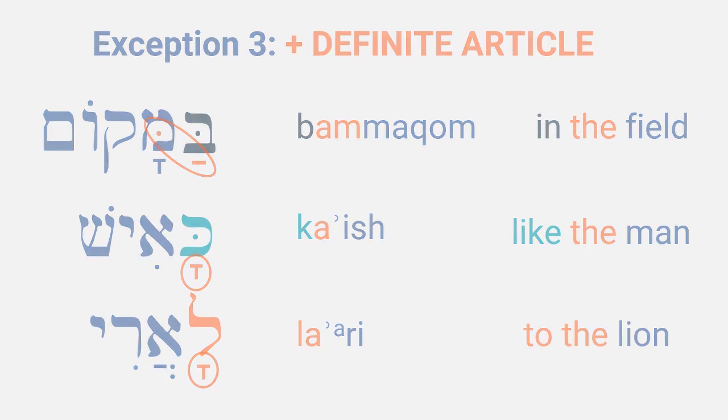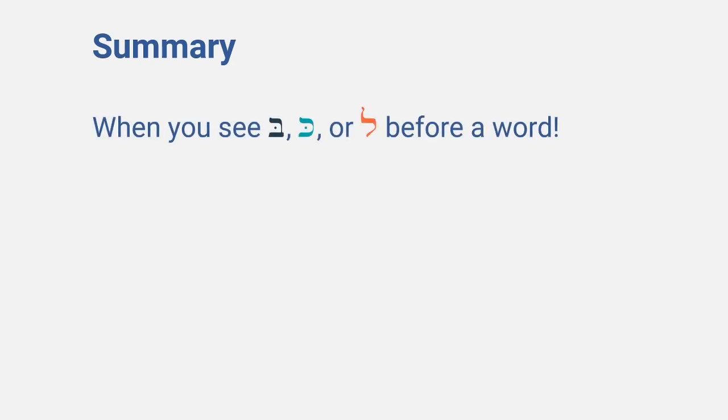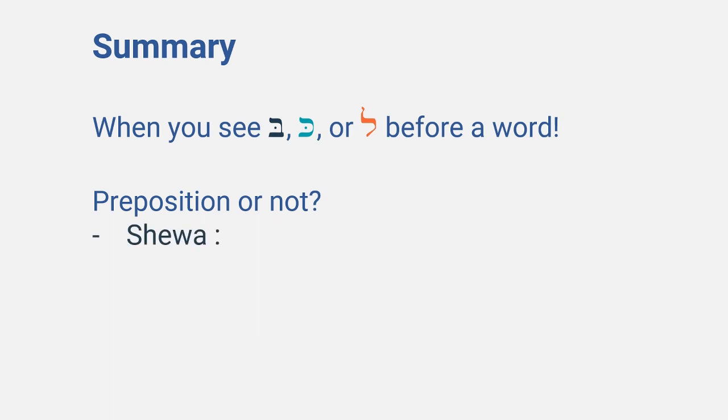To summarize, when you see a word start with a beit, a kaf or a lamed, it may or may not be a preposition. As you are trying to figure out if this letter is a preposition or just part of the noun, pay attention to the following signs. Is there a shewa underneath the beit, the kaf or the lamed? That makes it a bit more likely. Is there a hirek underneath it and a shewa under the second consonant? Again, that makes it more likely.